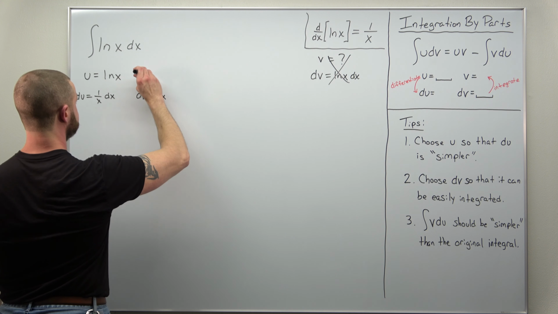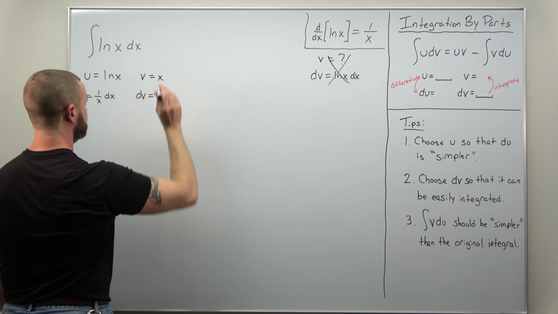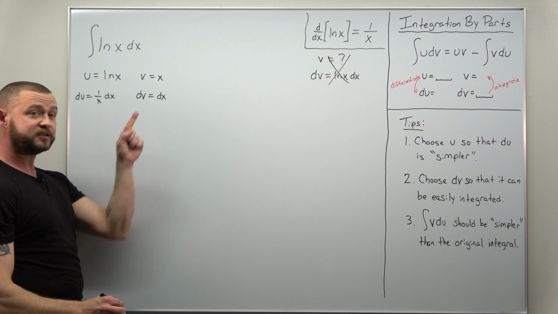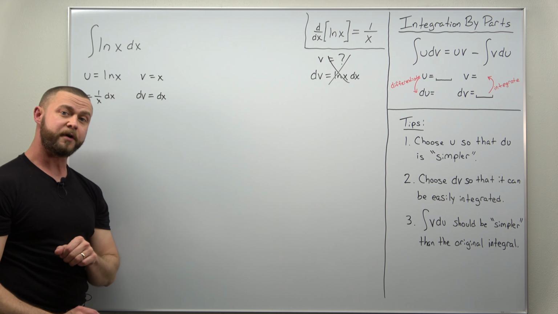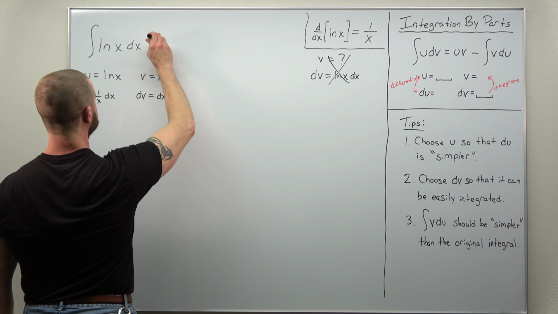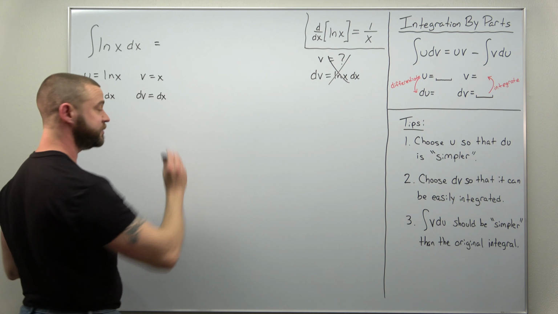So v is x. And always check just by doing a quick derivative. X does differentiate to 1, so there we go. We just have to plug all this into our integration by parts formula. We get u times v.